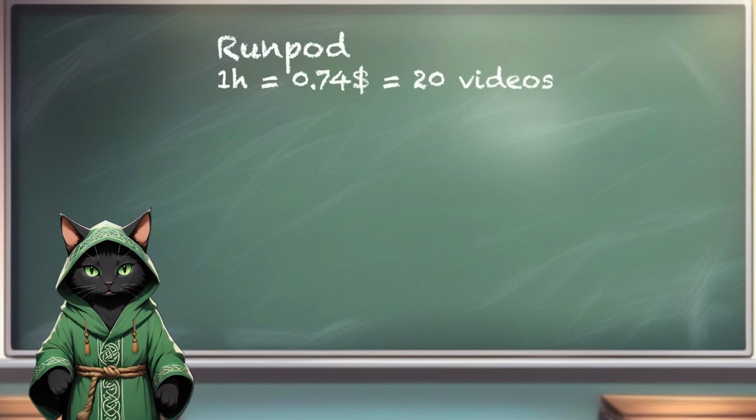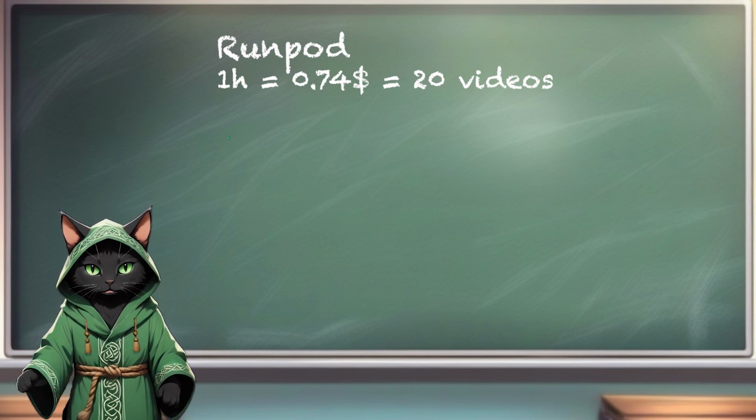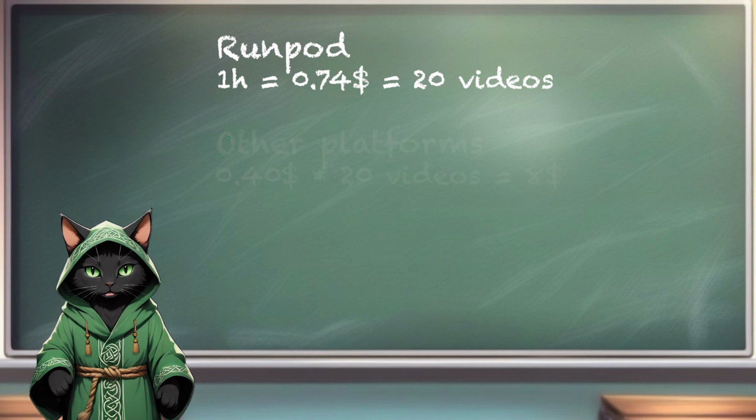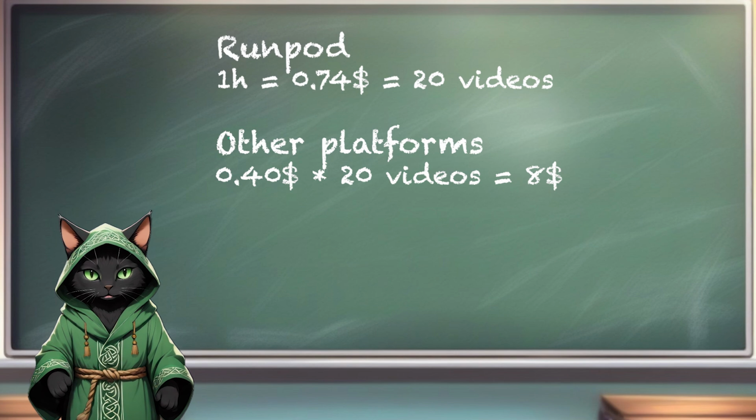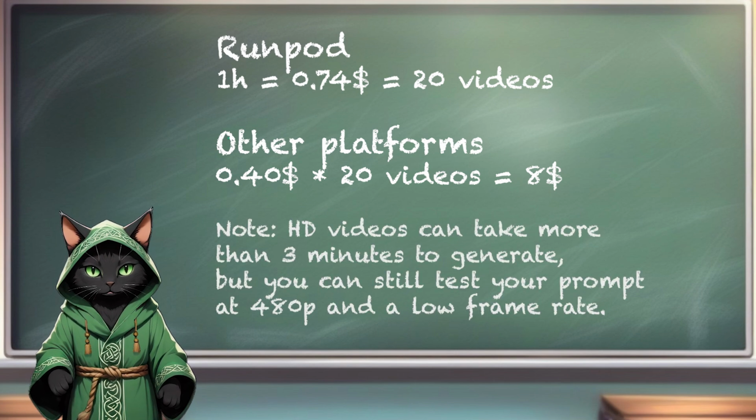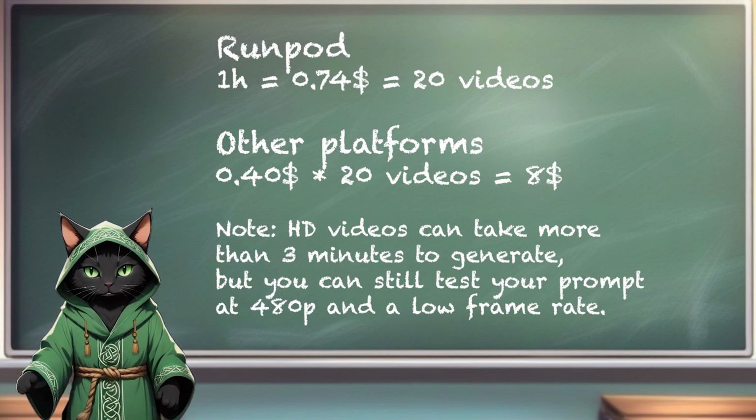On RunPod, an hour of processing costs 74 cents, and within that time, you can generate 20 videos. If you were using a paid service, those same 20 generations would cost you $8, and half of them would probably be useless anyway. Compare 74 cents versus $8. And tell me which one makes sense.